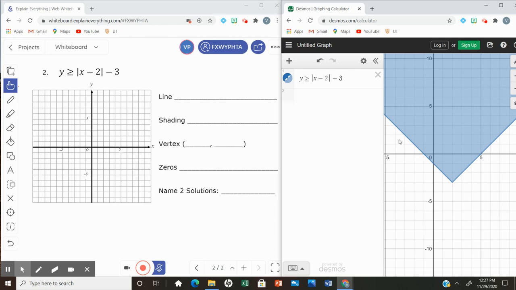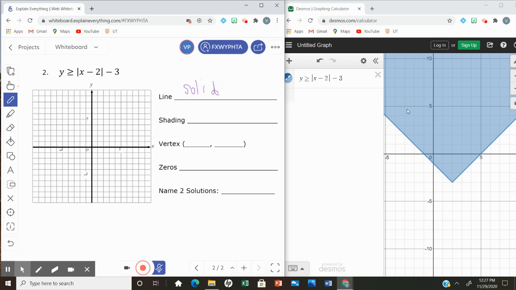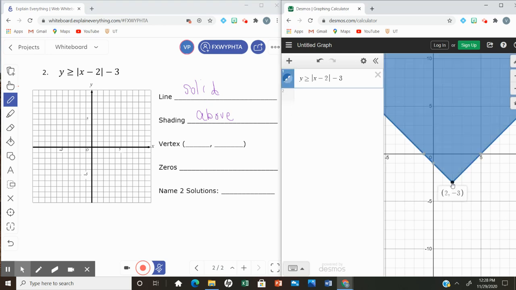Okay. So as we can see, just based on the inequality and based on the graph that's given to us, we can see that this is a solid line. The shading in this case is going to be above. The vertex, again, go to your graph, see if you can click on your picture. It should highlight for you, and there it is, which is 2, negative 3.